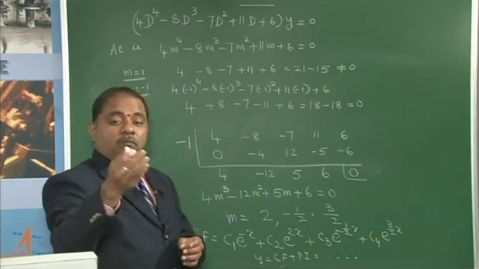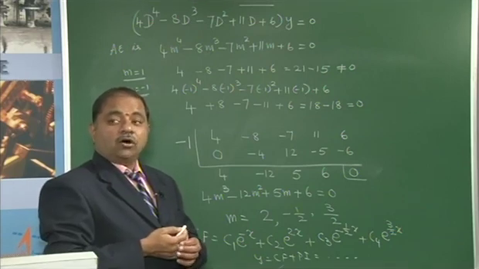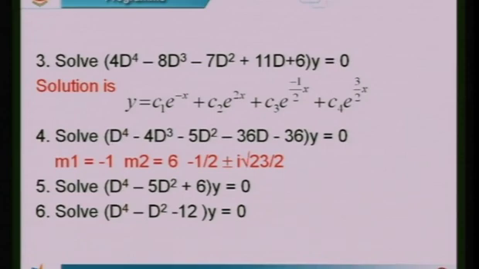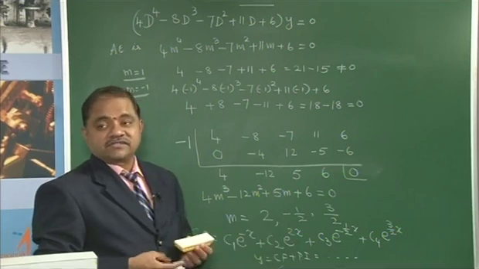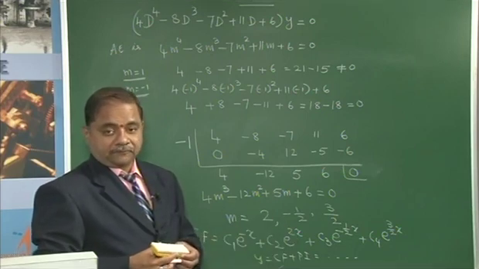As an exercise, one more problem I have given: D power 4 minus 4d cube minus 5d square minus 36d minus 36 into y. There also you are getting one root as minus 1, just like in this problem. Then other roots will be 6 and minus 1 by 2 plus or minus i root 23 by 2. So, in the same way you can calculate all the 4 roots and write the CF, which is nothing but the solution.